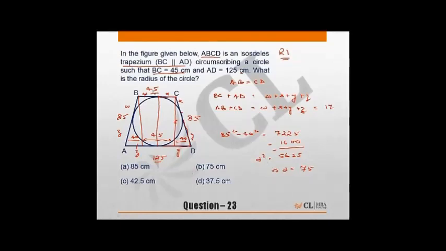Okay, question wants us to find the radius. So radius should be choice D, 37.5 centimeters, which is half of 75. I hope you are not careless and marked the answer 75. This is a very common error as far as this question is concerned. Let's move to the next question.